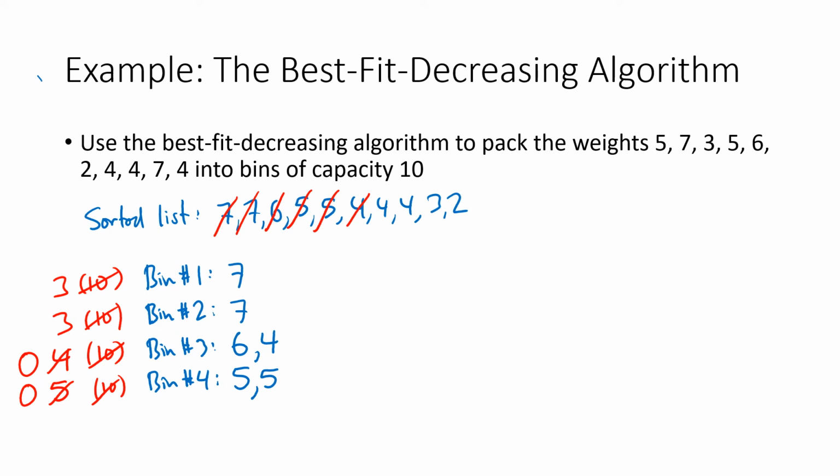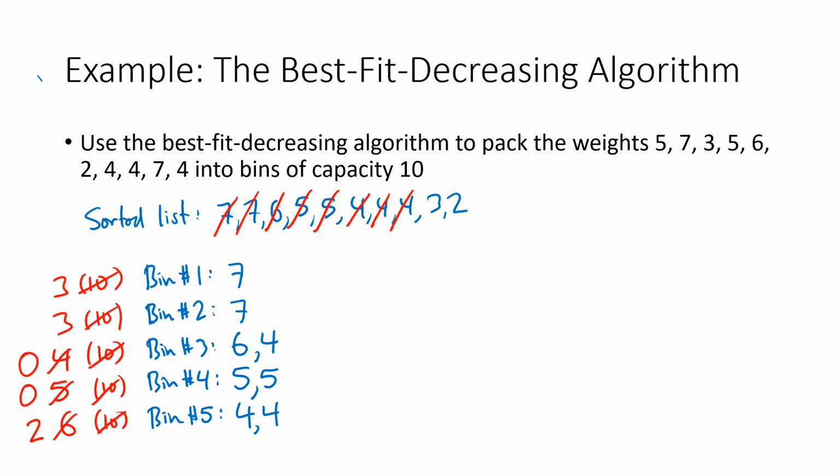I've got another 4. Well, that 4 can't go into any of the bins that I've got. It doesn't fit into bin number 1, doesn't fit into bin number 2, so it's got to go into a new bin, which I'll call bin number 5. That's where that 4 is going to go. And my capacity starts out at 10, but immediately goes down to 6. Cross the 4 off. I've got another 4. Again, there's only one place that can go. That's bin number 5, so that's where it goes. Update my capacity, cross that off.